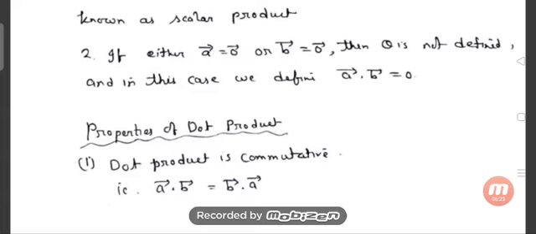What was the commutative law in each case? Commutative law means the position. If you change the position of the vectors, the result will not change. That is, a bar dot b bar is equal to b bar dot a bar. This is your commutative law.